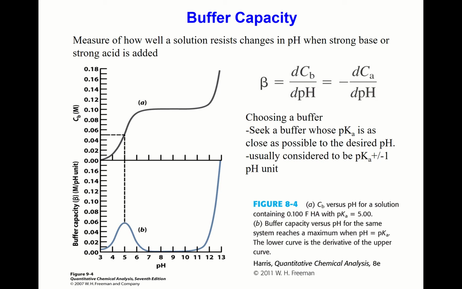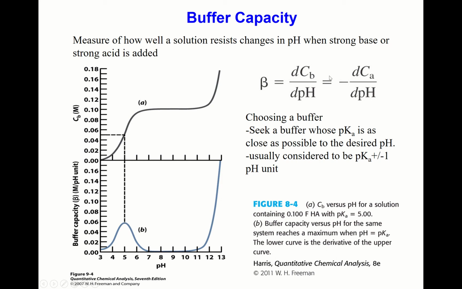But let's define how we quantitatively define the buffer capacity. Buffer capacity is the measure of how well a solution resists changes in pH when strong base or strong acid is added. Okay, this is the definition. Buffer capacity is denoted as beta equals dCb over dpH. D means it's a differentiation, in other words, it's a change.